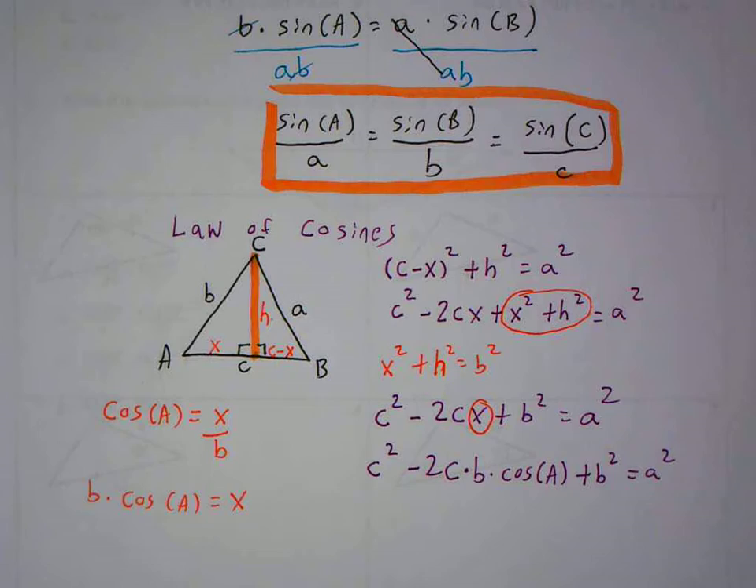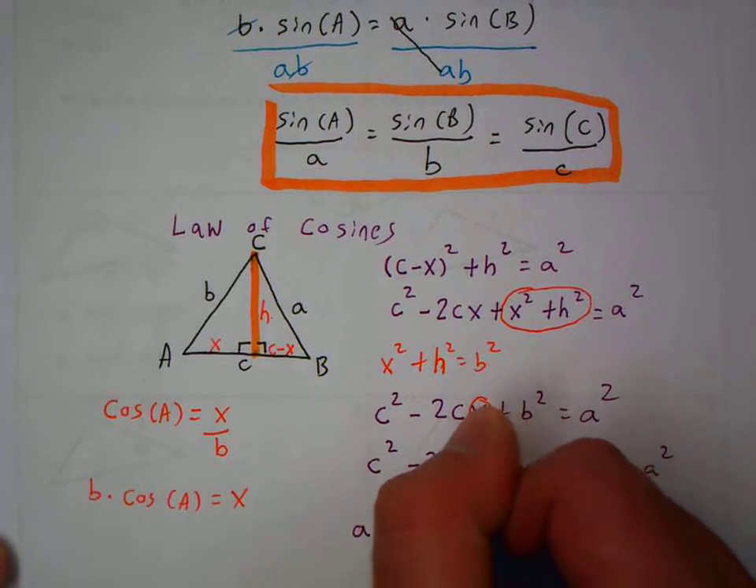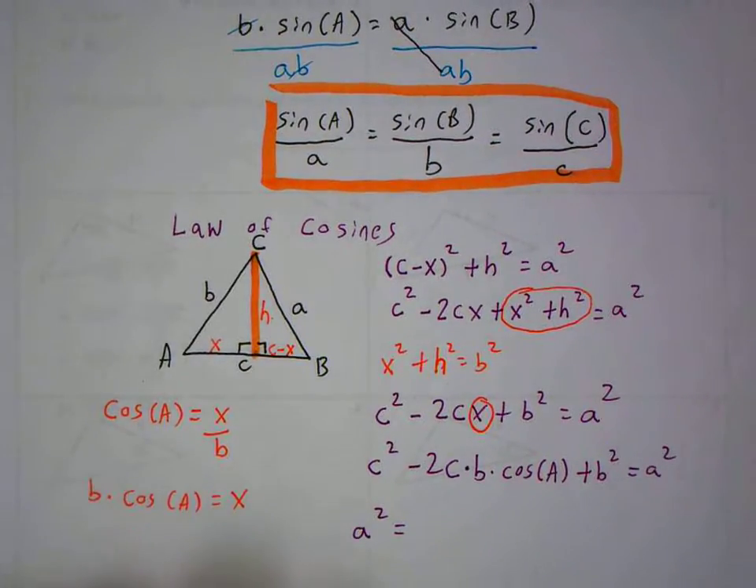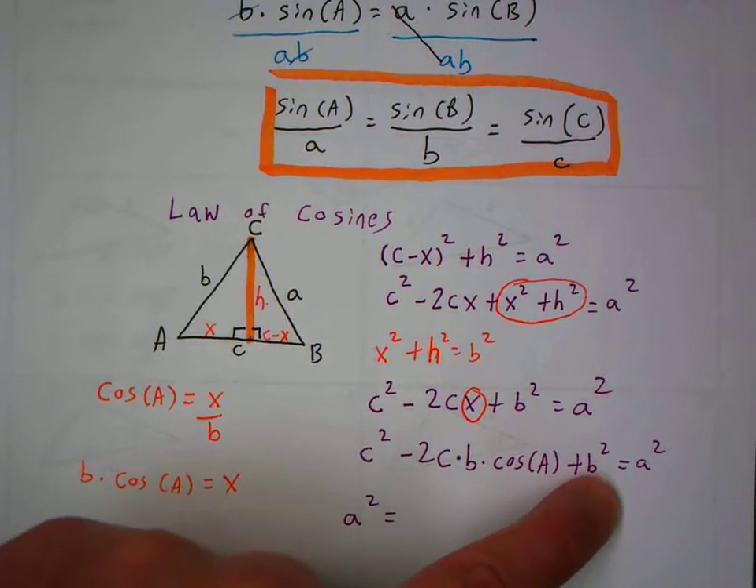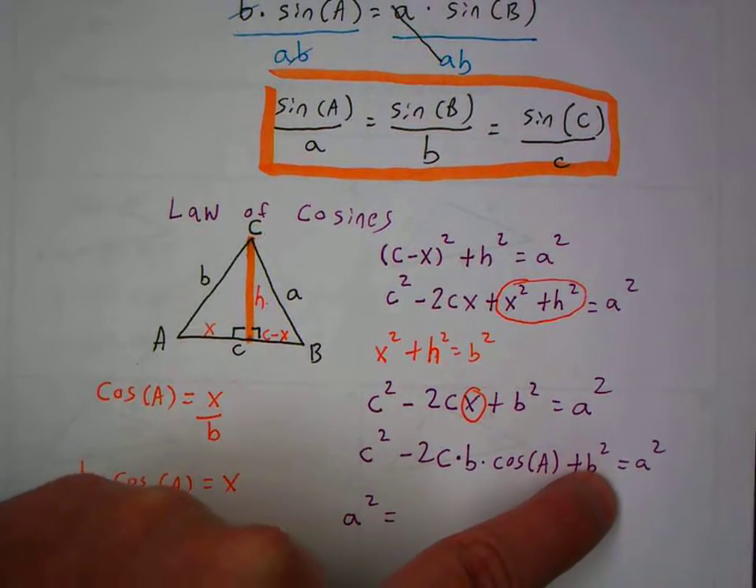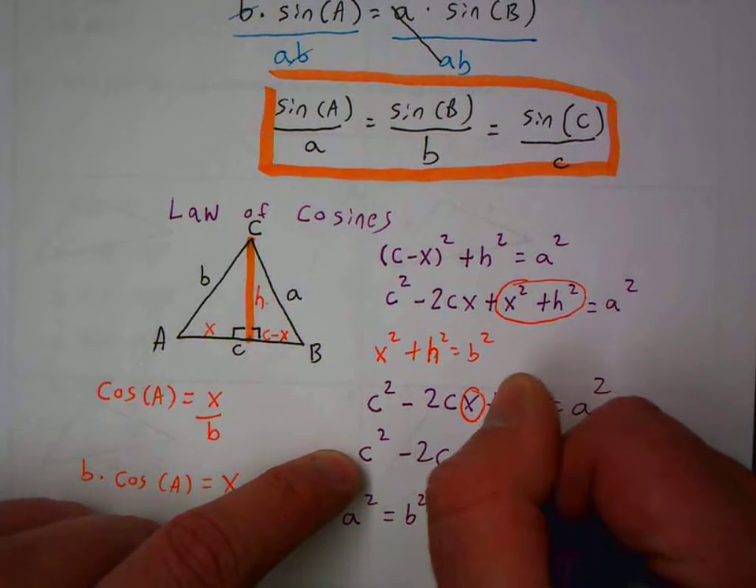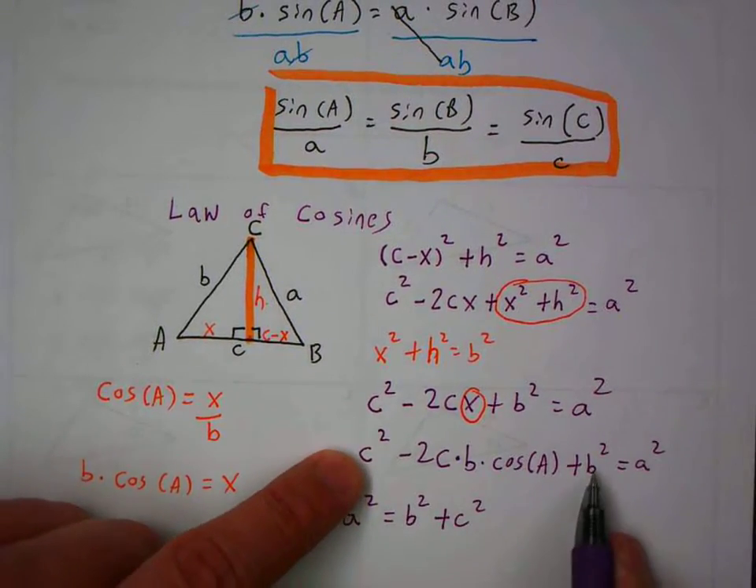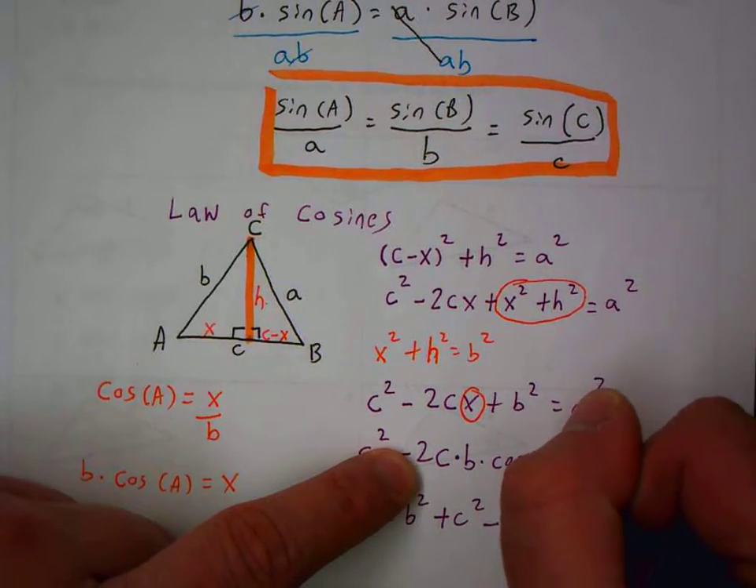I'm going to rewrite this so it just makes it look nicer. So I'm going to put the a squared first. And then see how I have c squared minus all of this plus b squared. I'm going to put the b squared third. I'm just putting it in an order that makes more sense to me. So I just put these two together. And then here, instead of 2cb, I'm going to put 2bc just because we like alphabetical order.